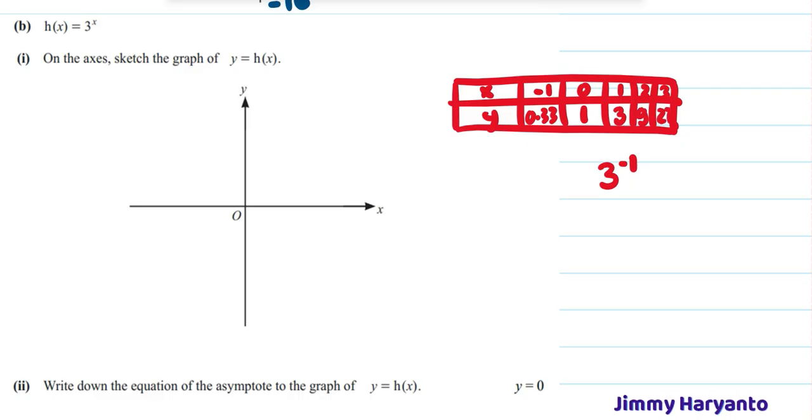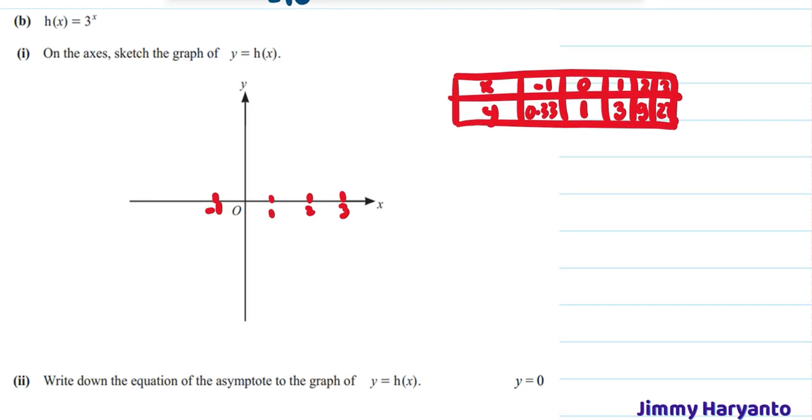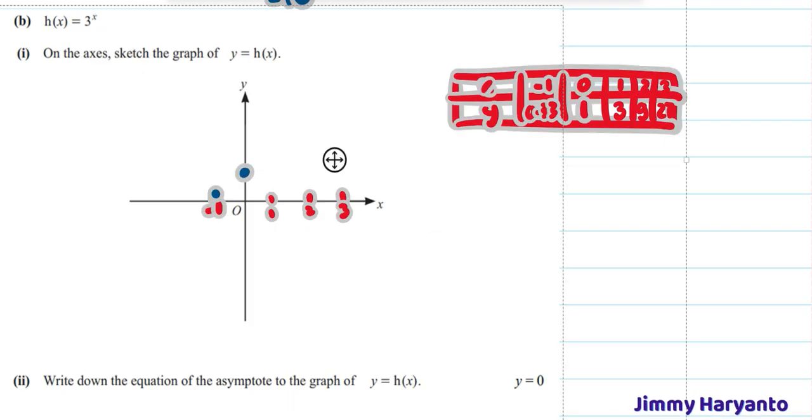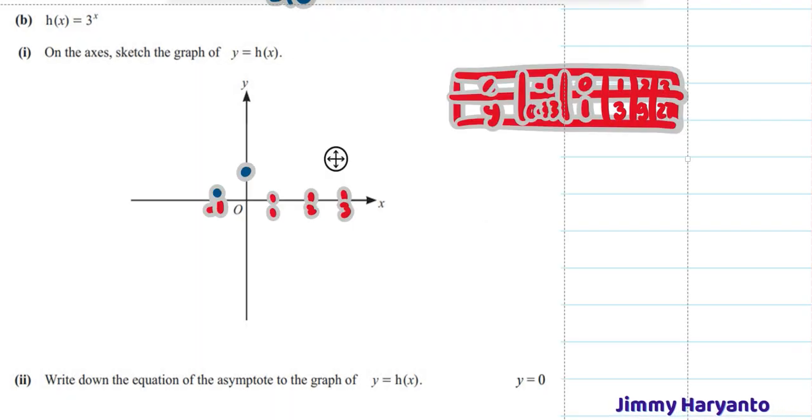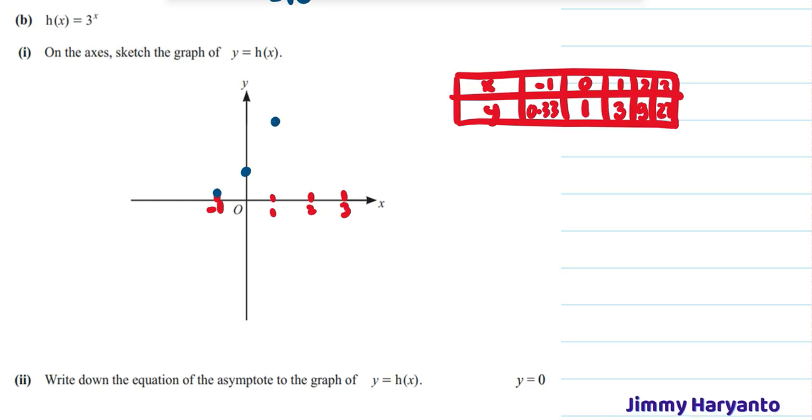3 becomes 27. Okay, so negative 1 will be right here. Negative 1, 1, 2, 3. Negative 1 is 0.33. That's very close to the x-axis. And then 0 equals 1. 1 equals 3. Like that. And 2 equals 9. 3 equals 27. So the curve will be like this.